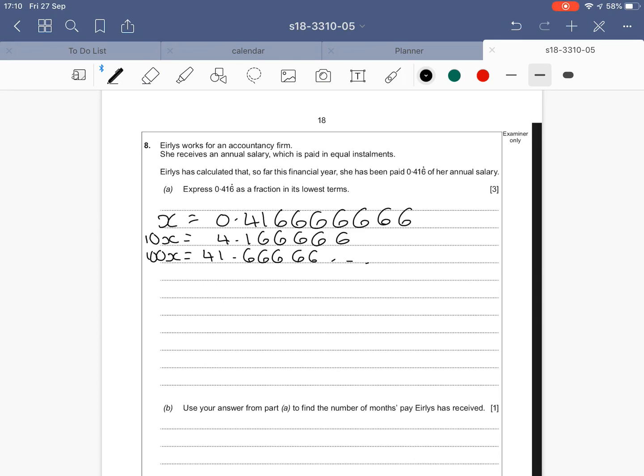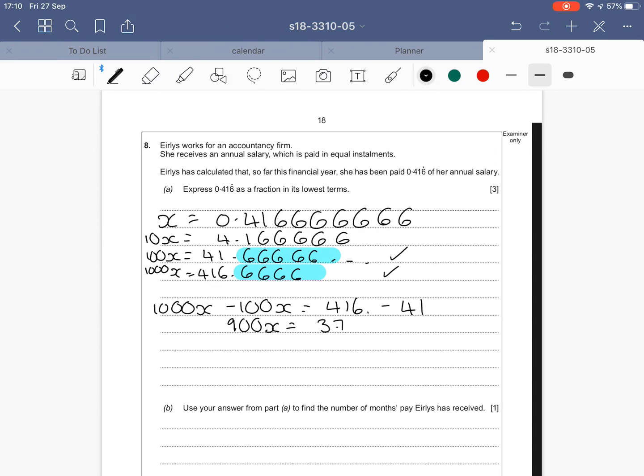41.66666, etc. Times it by another 10, so I get 416.6666. And you can see here that these have the exact same numbers after the decimal. So if I take them away, they get eliminated. So if I do 1000x take away 100x, the decimals get eliminated, so I just need to do 416 take away 41. So on this side I'm left with 900x, and that equals 375.